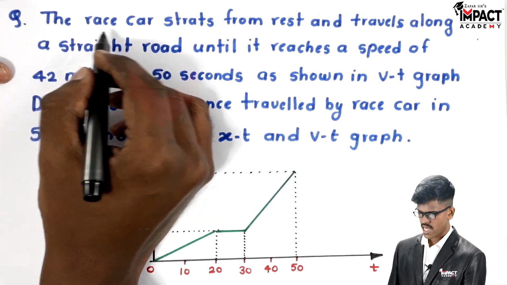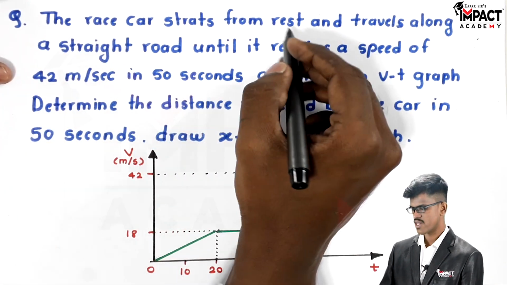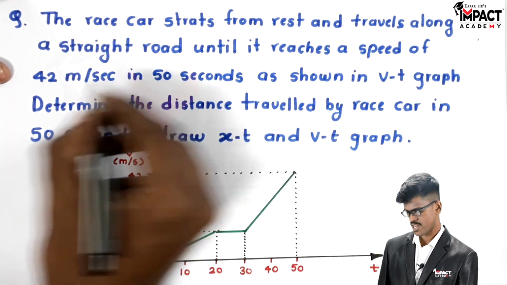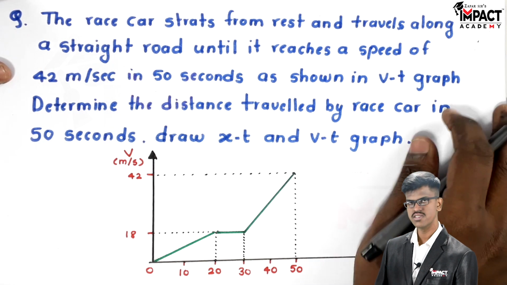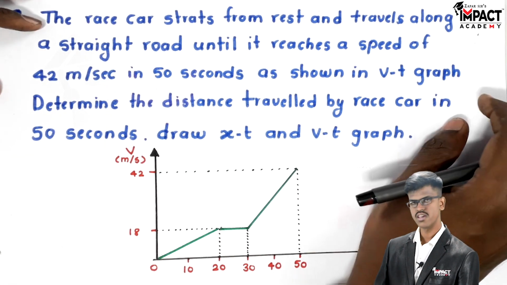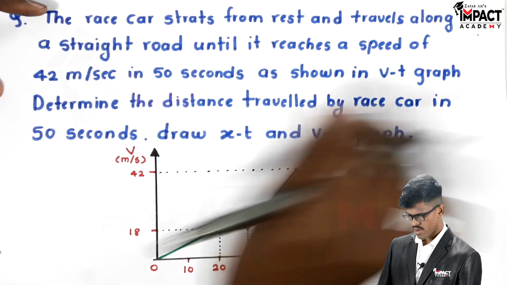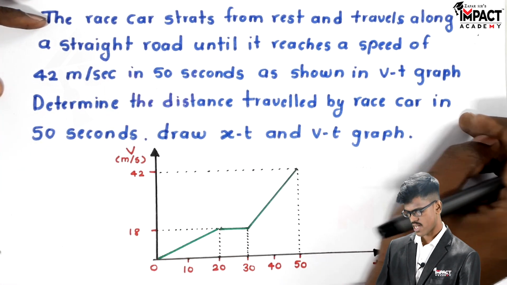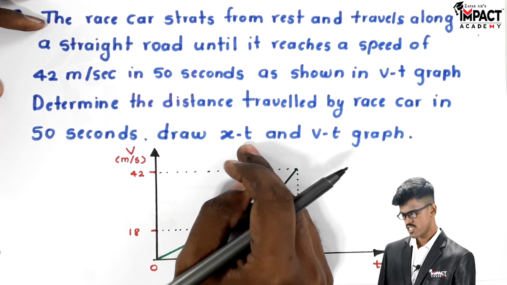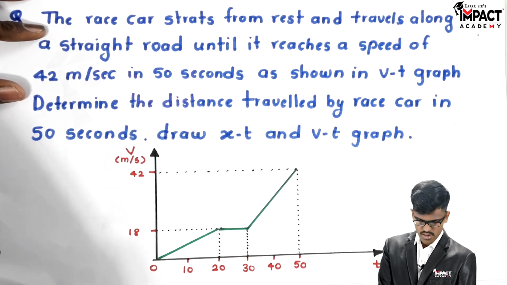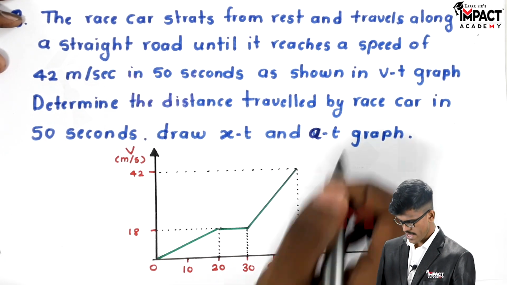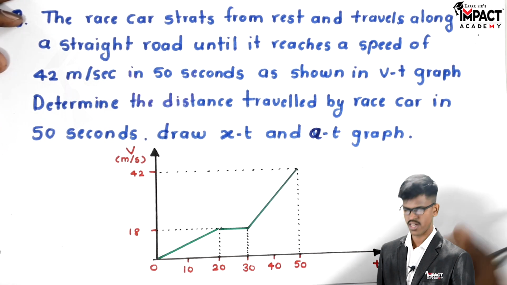The question is: a race car starts from rest and travels along a straight road until it reaches a speed of 42 meters per second in 50 seconds, as shown in the VT graph, the velocity-time graph. Determine the distance traveled by the race car in 15 seconds. Draw the position-time and acceleration-time graphs. Okay, so they give the velocity-time graph here.